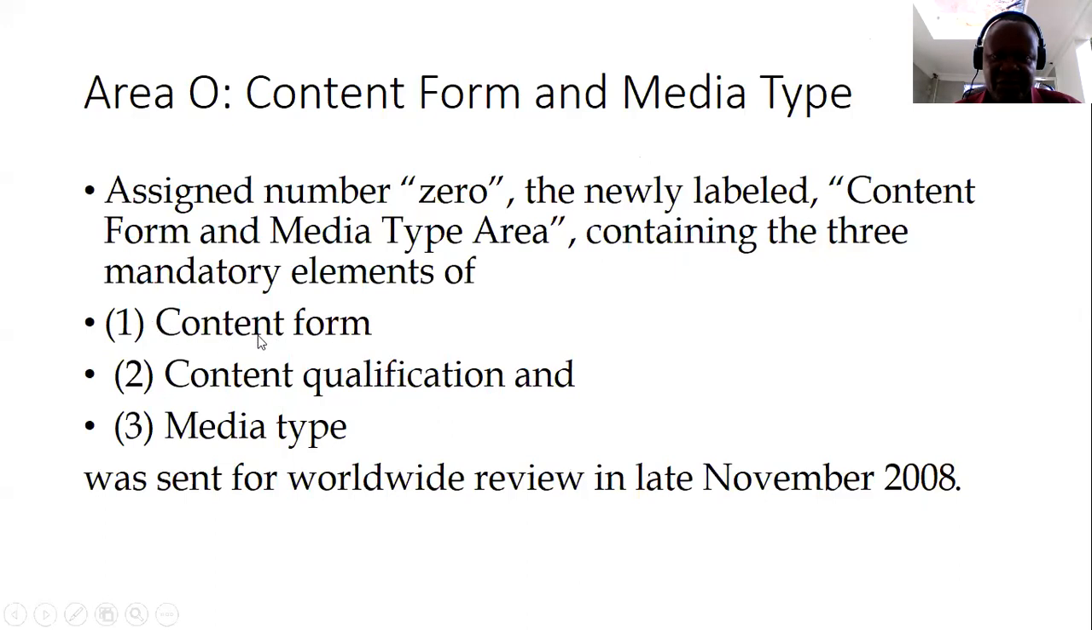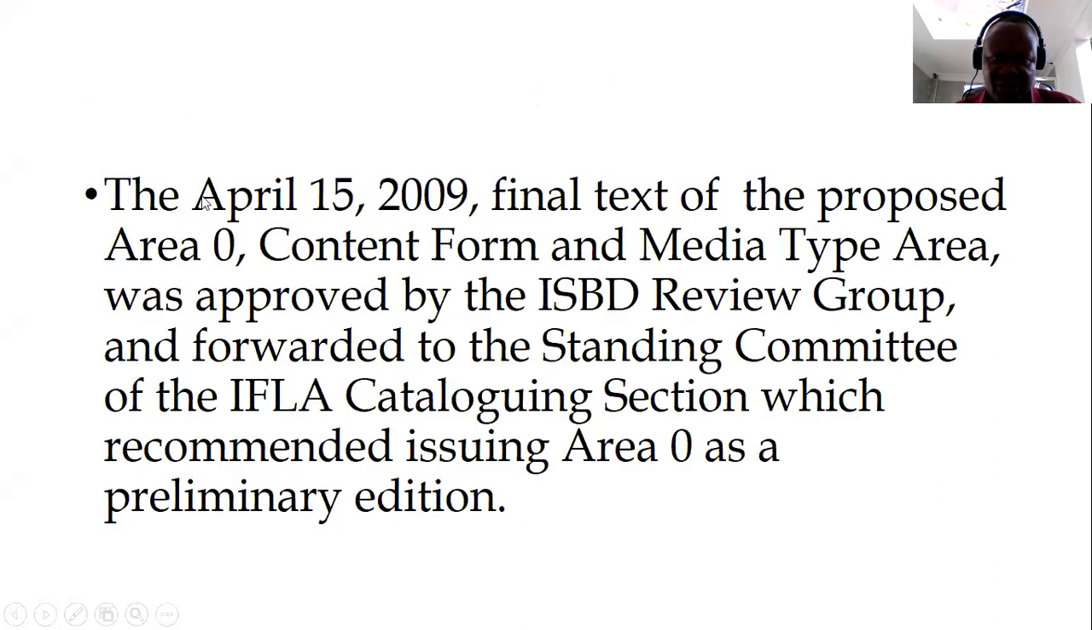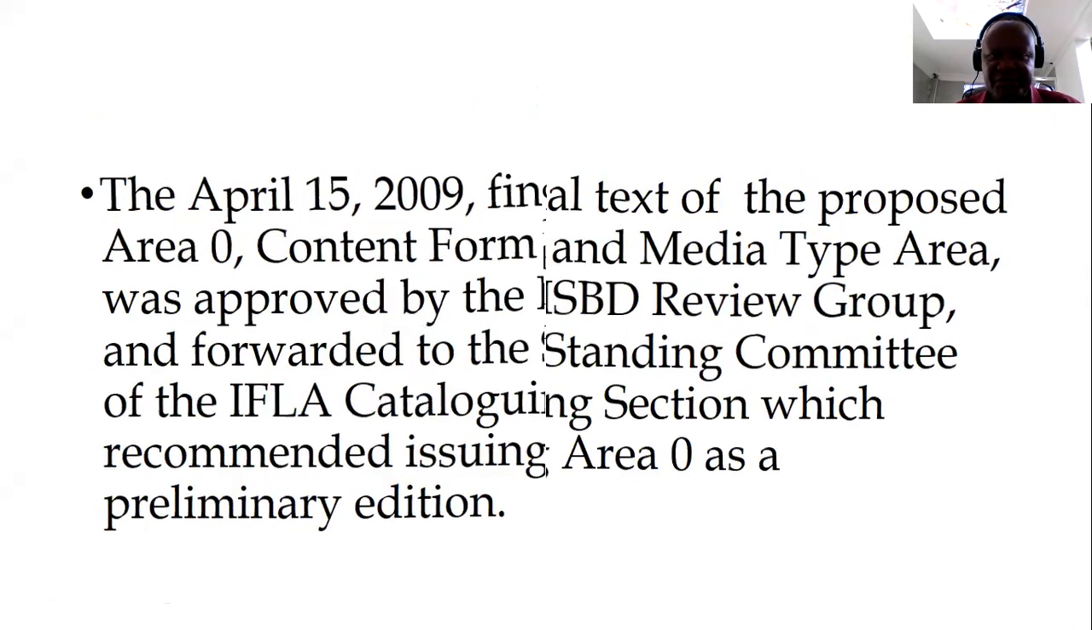All along, we have been using content form, and for books, we have been using the term text. So these other two, we have not applied as yet. So that is what I'm targeting from this presentation. When was Area O started? It was in 2009. So for those of you who have been cataloging, before 2009, we were using the GMD, or the General Material Designation.